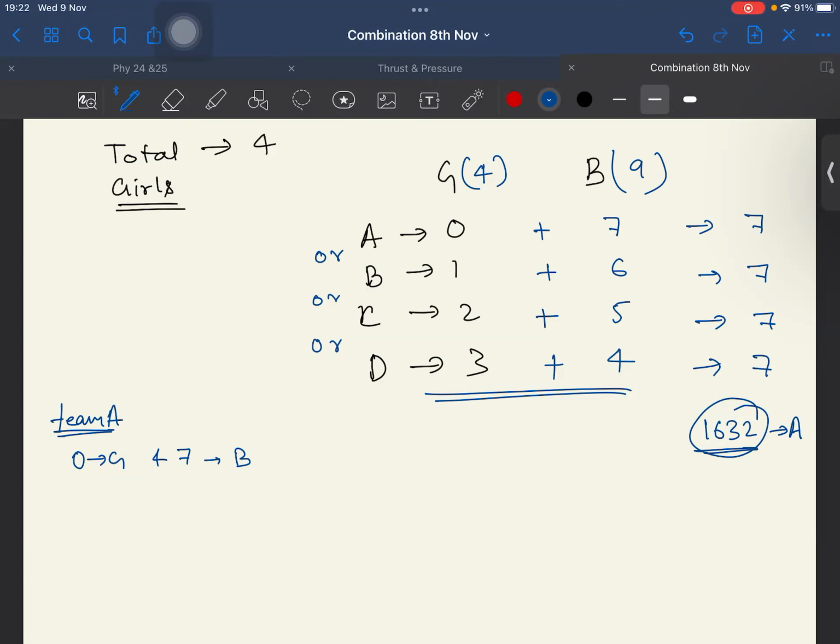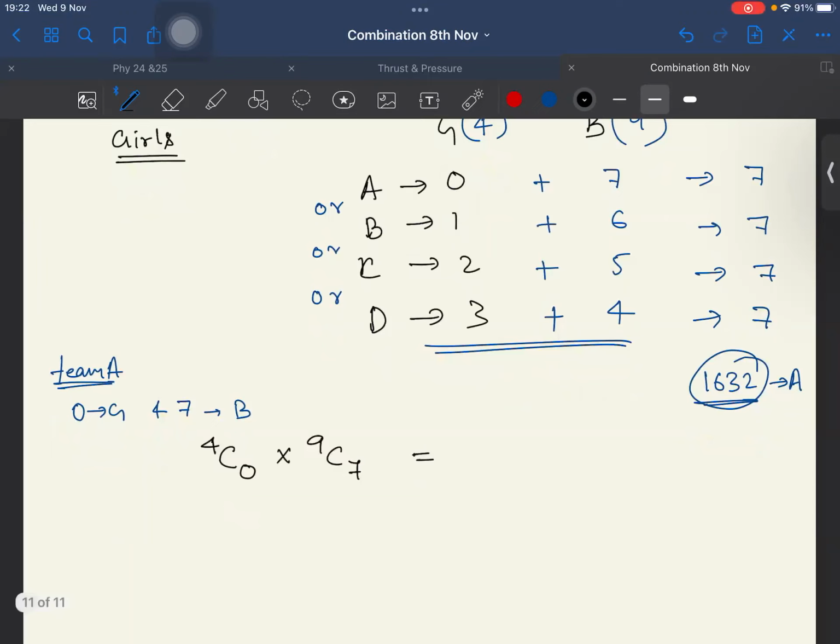Sir, 4 factorial by 0 factorial into 4 minus 6 into 4 factorial. You just tell me in terms of combinations. Sir, 4C0 into 9C7. Okay, good. How much will this be? Sir, 36. Okay, I don't know how much. Now team B.